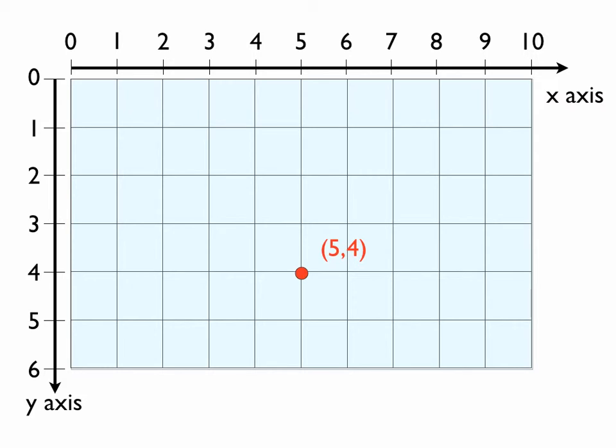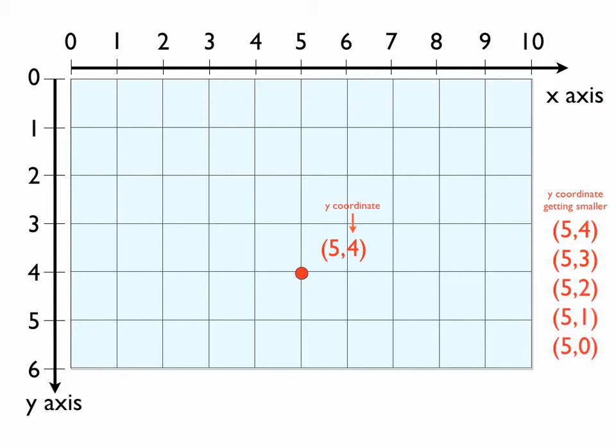Let's take a look at this pixel. This time we're going to focus on the y coordinate. Same question, what would happen if the y coordinate were getting smaller? It'd start at x equals 5, y equals 4, then it would go to x equals 5, y equals 3, and so on, all the way to x equals 5, y equals 0. If the y coordinate gets smaller, in which direction does the pixel travel? Okay, if you said it traveled up, you would be correct.